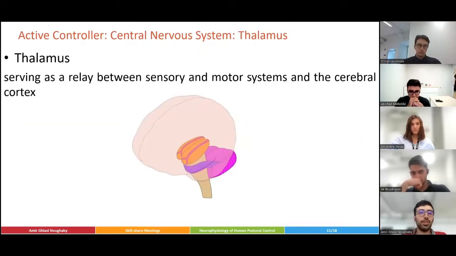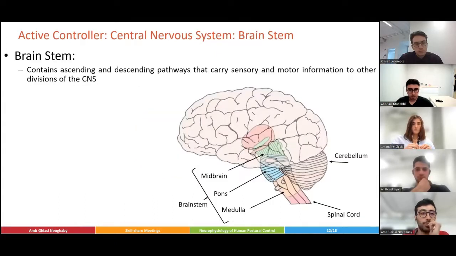Another part of the CNS is called the thalamus, working as a relay between the sensory and motor systems and the cerebral cortex. It decides which pathway is working at that time, and that's it. You can see just the orange part of this picture is the thalamus, and the brainstem.